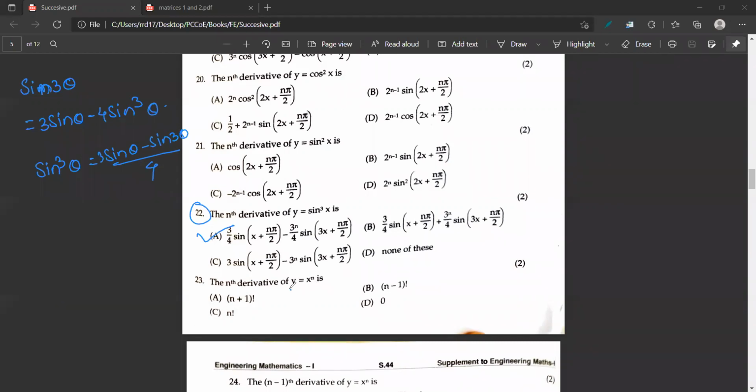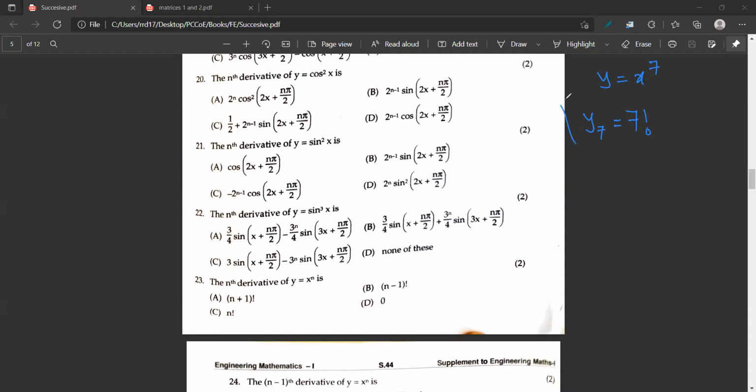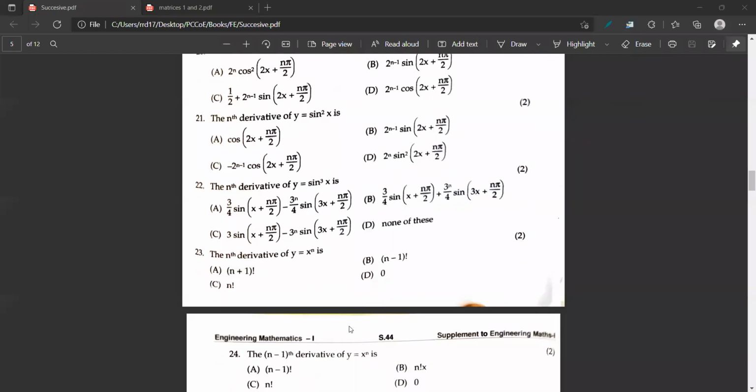Now the nth derivative of x raised to n is n factorial. The direct formula is there; I'm just explaining it and directly writing it. They might ask you a question of this type: if they give y equal to x raised to 7, find the 7th derivative of it. What is the 7th derivative going to be equal to? Just 7 factorial. This type of questions they might ask.